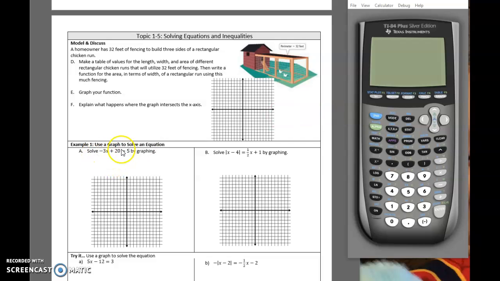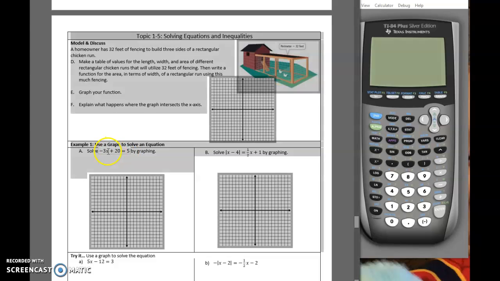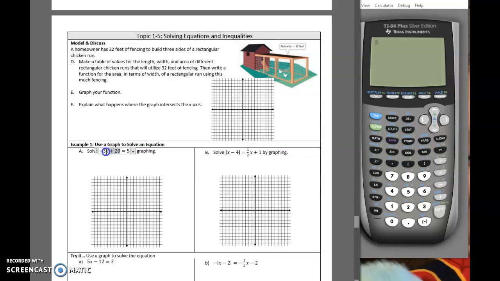And so anytime you see an equation like this, we're just going to set it up individually. So this is going to be our first equation we put in, and then this is going to be our second one. So again, I'm going to put this one in, and then I'm going to put in this one separate.